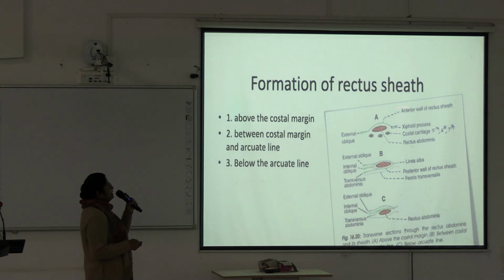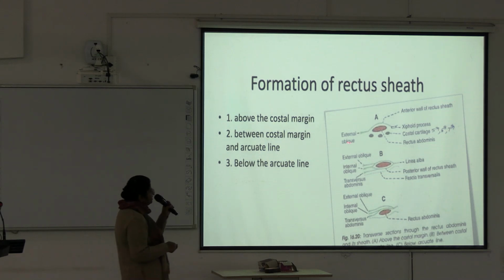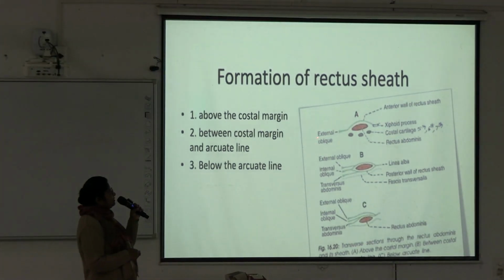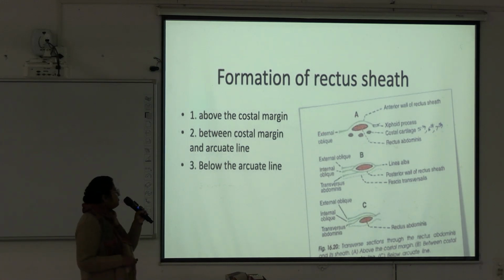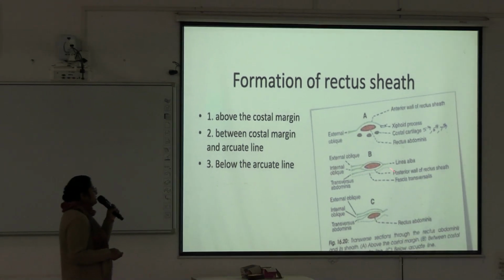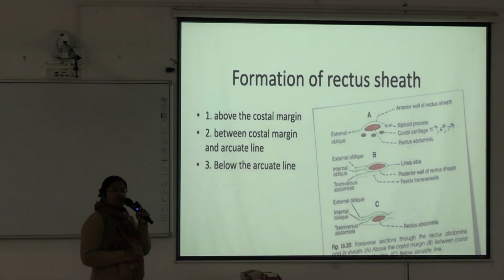Here only the rectus abdominis muscle is lying over the costal cartilage. So the posterior wall is deficient here, and the anterior wall is formed by the external oblique muscle. Okay, and between the costal margin and arcuate line, both anterior and posterior walls are present. The anterior wall is formed by the external oblique aponeurosis and the anterior lamina of the internal oblique aponeurosis.